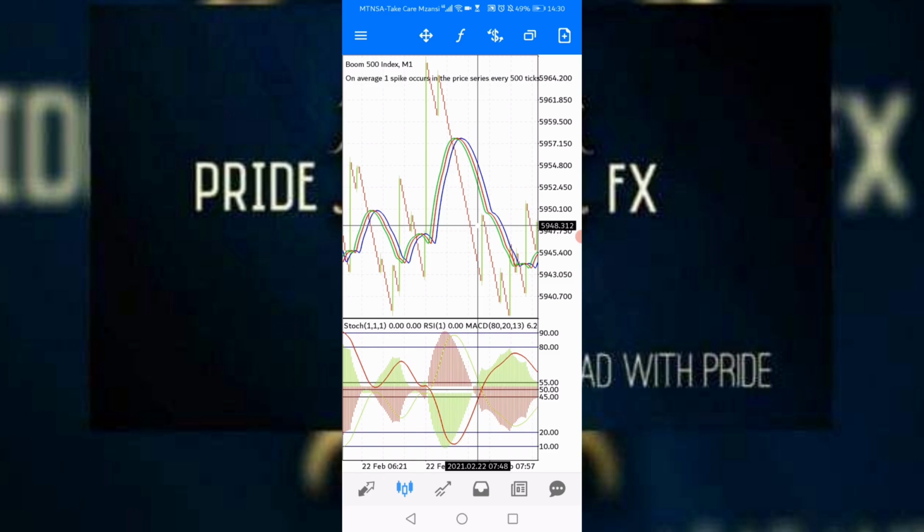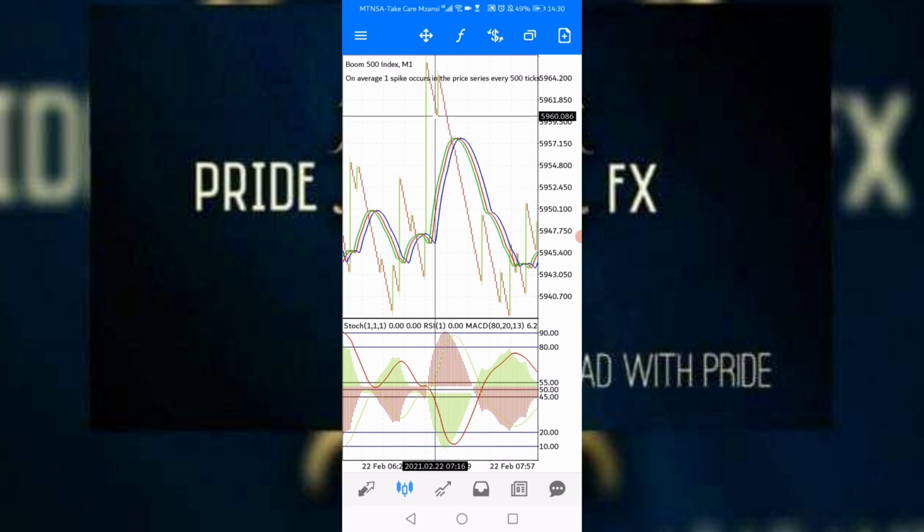Okay, so this is the God's Eye strategy, and I'll give you the settings after explaining how it works. Okay, so let's dive straight into today's explanation of what you have to do. So, Boom 500 and Crash 500, you guys know, is the opposite of each other.